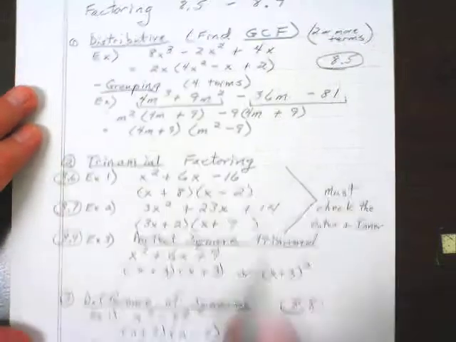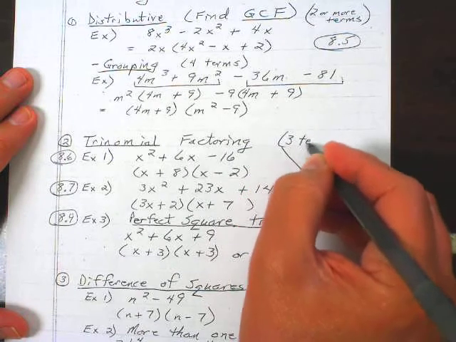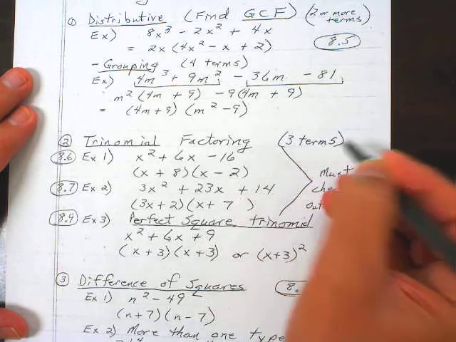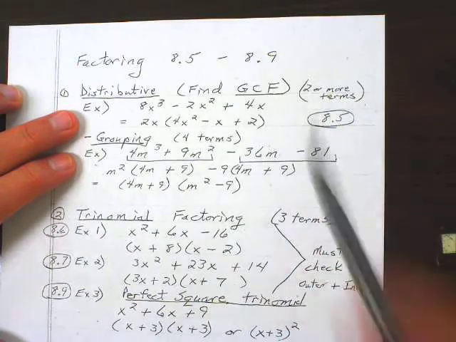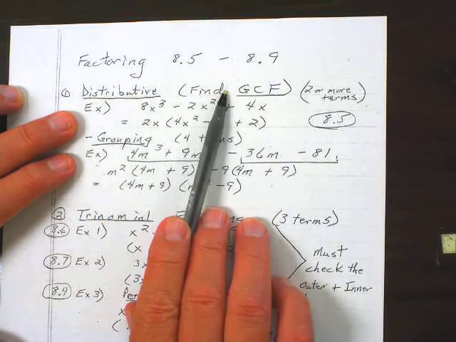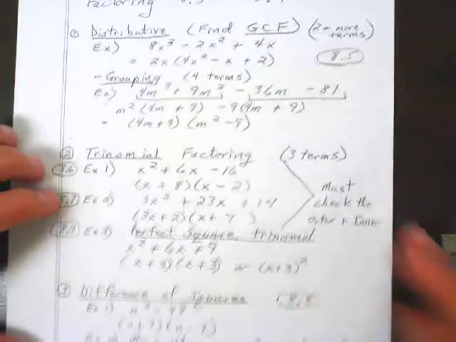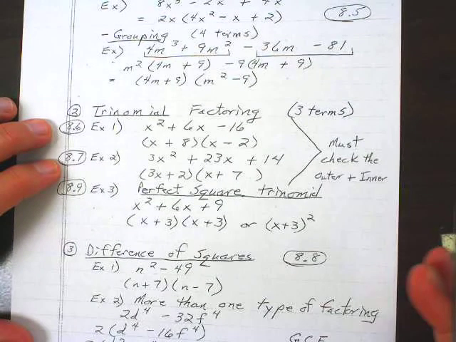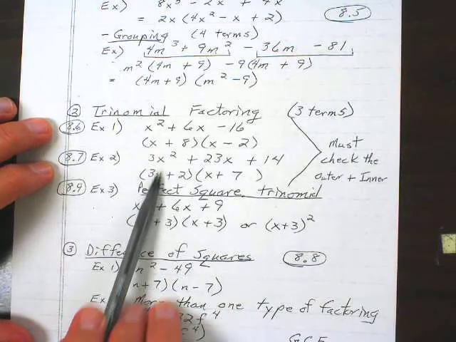Trinomial factoring, obviously if it's trinomial factoring, that means it has 3 terms. I probably should have written that in there. Now remember, all of them, 2, 3, 4, 5 terms, it doesn't matter. It can always be done with greatest common factor or distributive. Okay, but trinomial can only be done if there's 3. So I gave you 3 examples here.